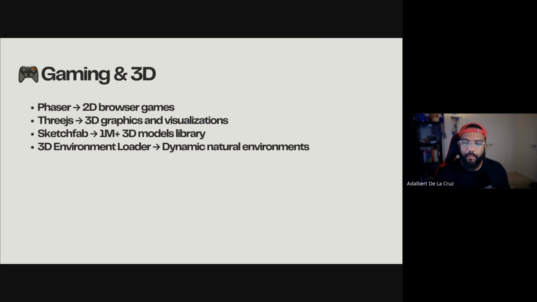When it comes to gaming, I'm gonna be honest with you, I am not the best vibe coder when it comes to games. It's not really my cup of tea, but they have some amazing APIs that you can use. You have Phaser to create 2D browser games. So think like Mario. I've seen a couple of cool games like Flapper being created on Ohara. Three.js, which allows you to create 3D graphics and visualizations. Sketchfab and 3D environment loader to really create dynamic natural environments. So these APIs allow you to create your game.